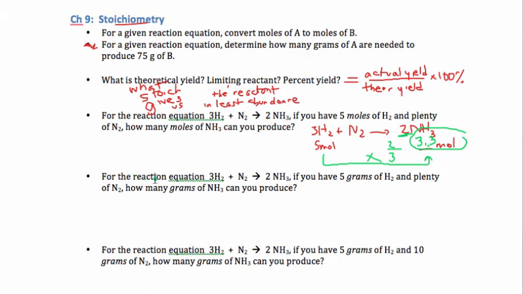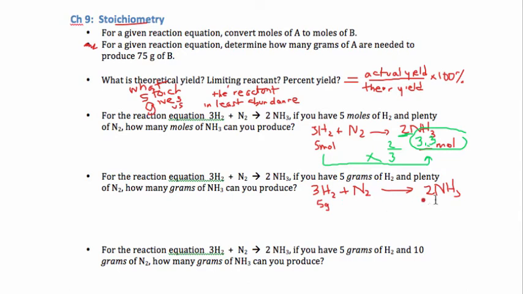Next up, same reaction equation, but I have 5 grams of H2 and plenty of N2, which is saying don't worry about it. How many grams of NH3 will we produce? Here's the grams to grams case. Please be alert to what you're provided and what you're being asked for. It's very crucial that you can categorize these successfully.